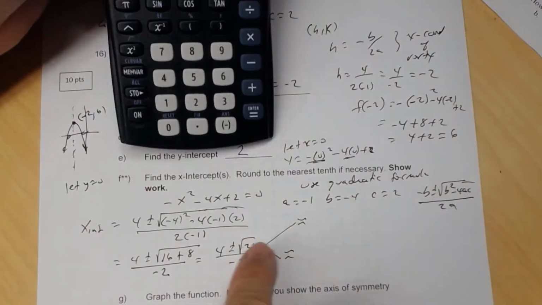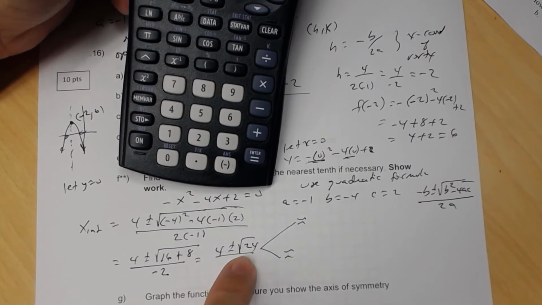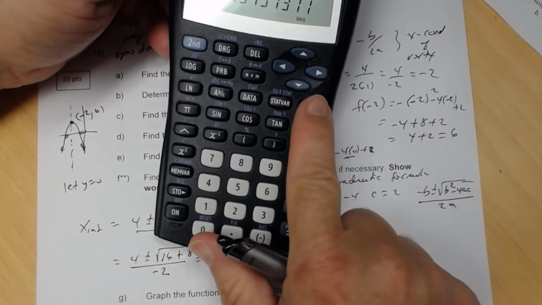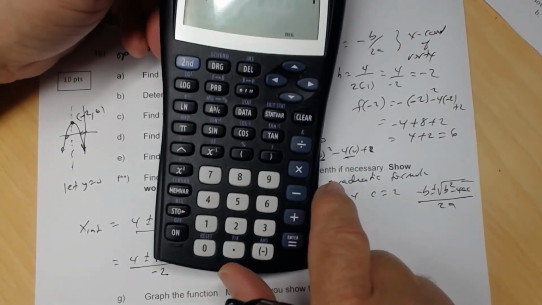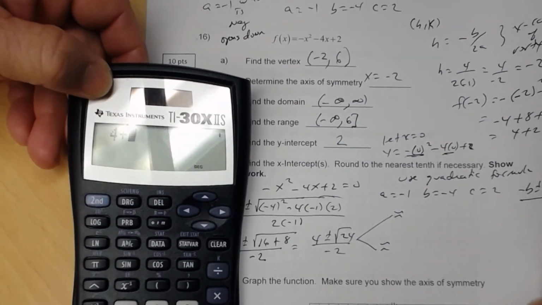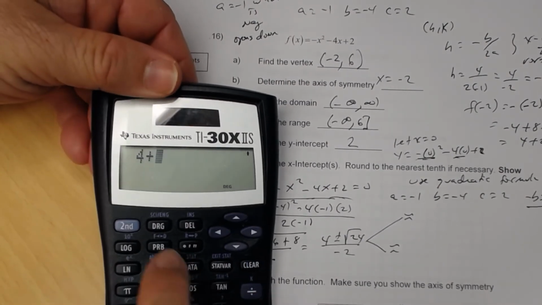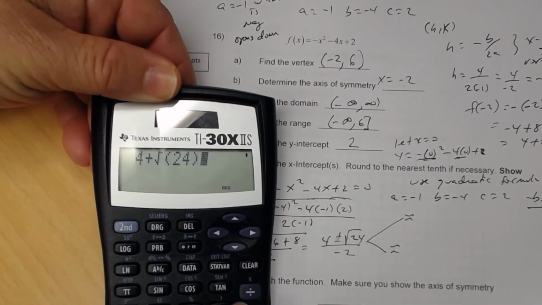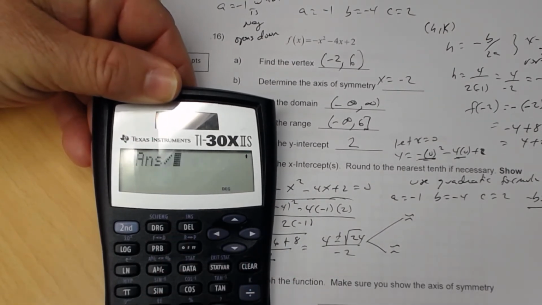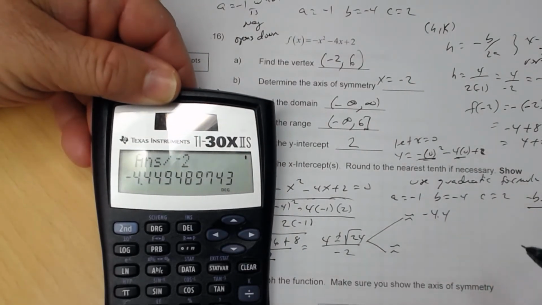So you're going to say 4 plus the square root of 24, whatever that is, you're going to divide by -2. Then you're going to say 4 minus the square root of 24, whatever that is, you're going to divide by -2. So notice how we do this, though. In your mind, you're going to say 4 plus the square root of 24, close the parentheses, press equal, and that's the numerator, which you just found. Then you can divide by -2, press equal, and so that comes about -4.4 to the nearest tenth.